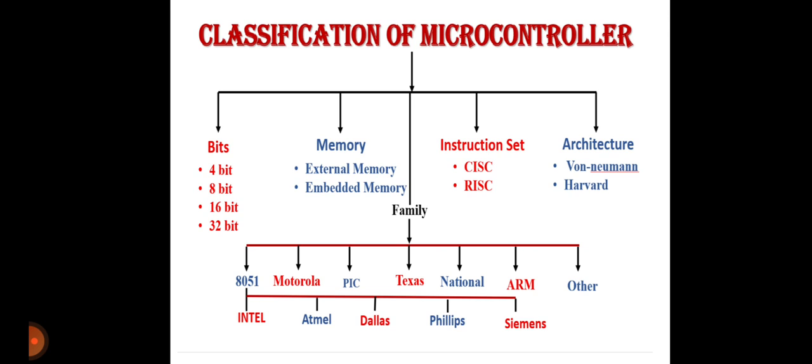According to the family it is divided into 8051, Motorola, PIC, Texas, National, ARM and others. The 8051 also has some types, that is Intel, Atmel, Dallas, Philips, Siemens. These are the 8051 families. This is the classification of microcontroller.